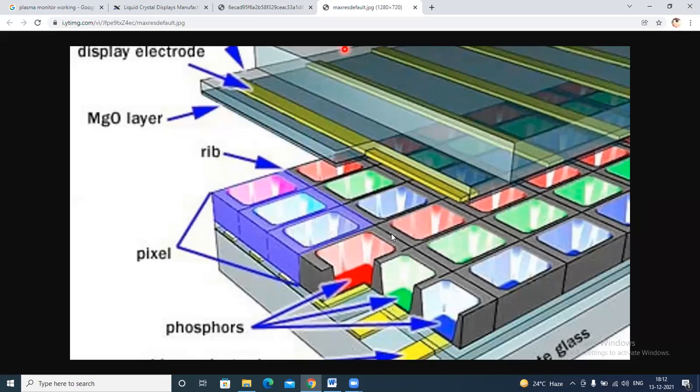So these are the plasma monitors. These are the different cells we are having. We call it a pixel. These are the phosphorus-filled cells with display electrodes. We are having different types of electrodes in it.